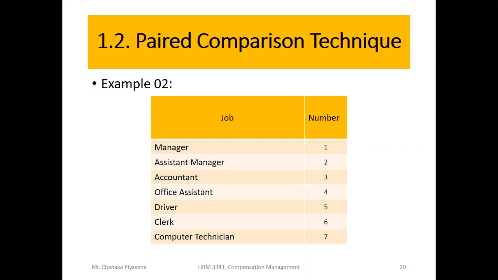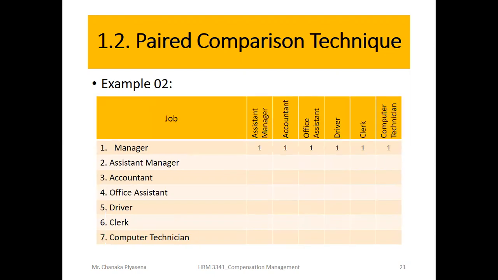In my table, for easiness, we use numbers. That number indicates the job. Number 1 indicates the job of manager. Number 2 indicates assistant manager. Number 3 indicates accountant, office assistant, driver.